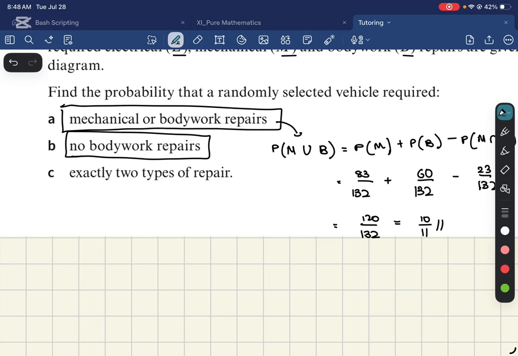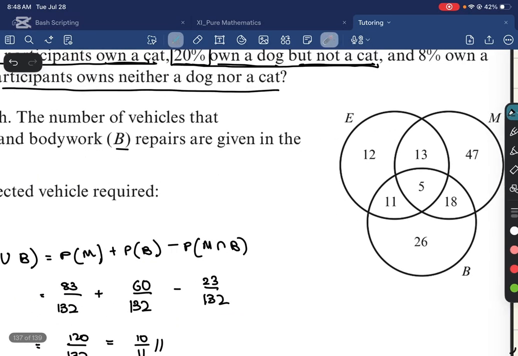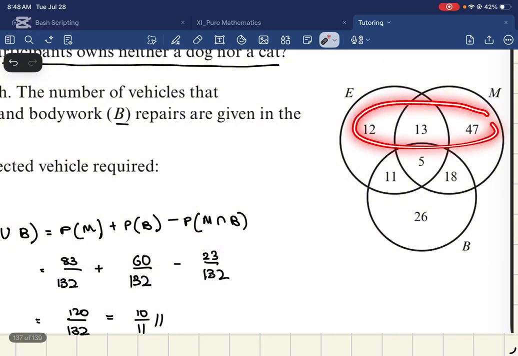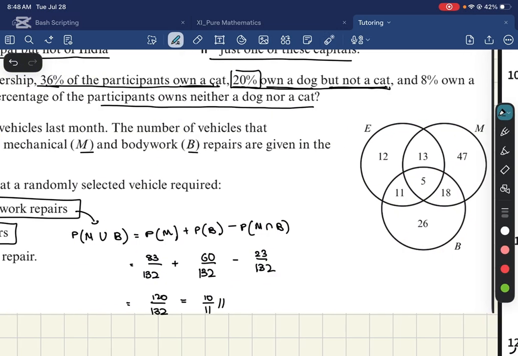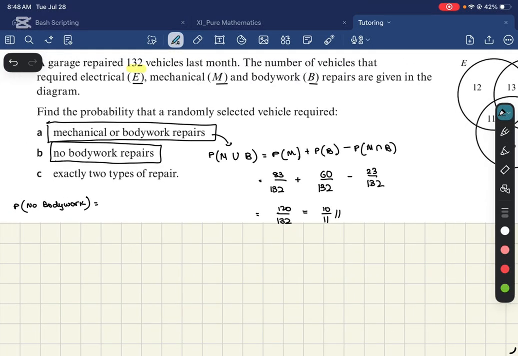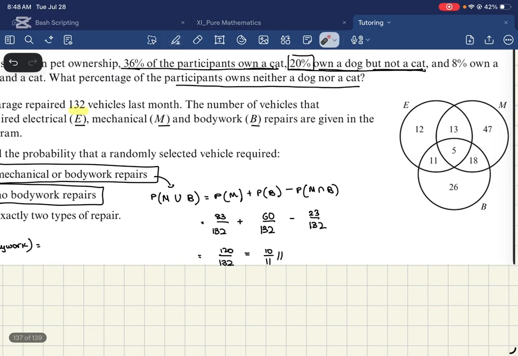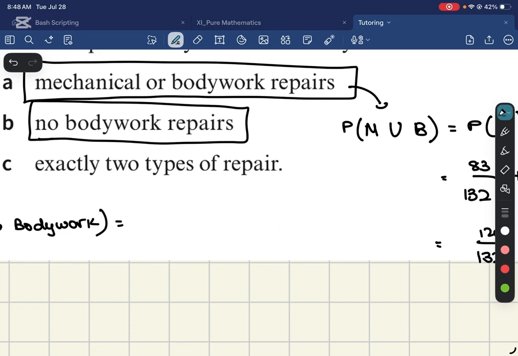Right? So how do we get the probability that the car had no bodywork repairs? Well, there are two ways. Probability of no bodywork. I can add the numbers here, which are outside of the bodywork. So that is one solution. It is going to be how many cars did not require, so are not a part of this B circle. Well, 12, 13, and 47. So I can add them directly.